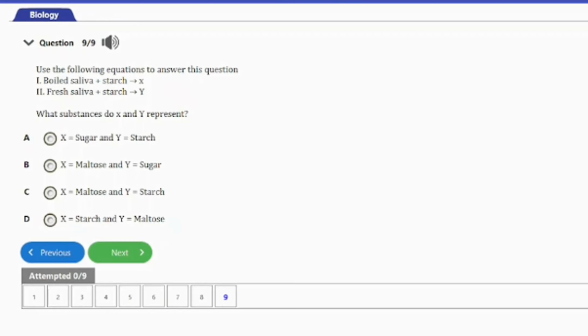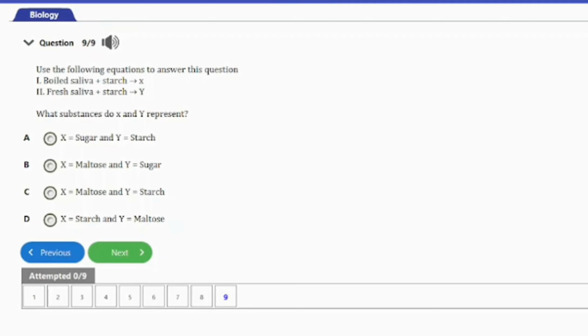So option A says X is sugar and Y is starch. B. X is maltose and Y is sugar. C. X is maltose and Y is starch. And then D. X is starch and Y is maltose. So guys, the answer to this question is option D, and that's X is starch and Y is maltose.